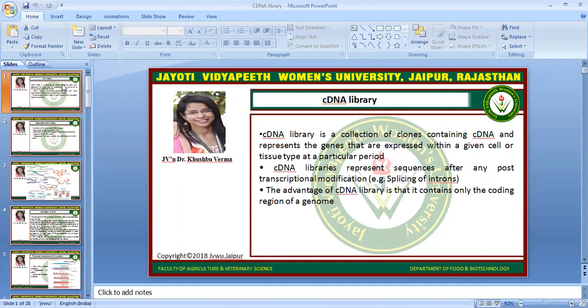So a cDNA library is a collection of clones containing cDNA and represents the genes that are expressed within a given cell or tissue type at a particular period. cDNA libraries represent sequences after any post-transcriptional modification, meaning after the splicing of intron regions. The advantage of a cDNA library is that it contains only the coding region of the genome.